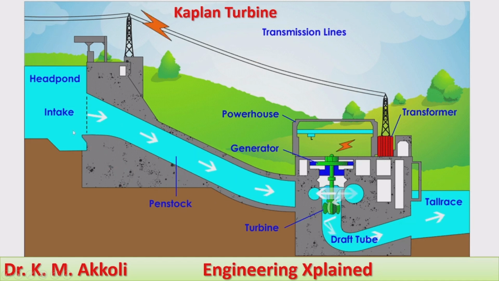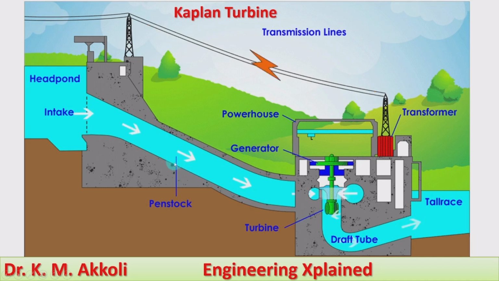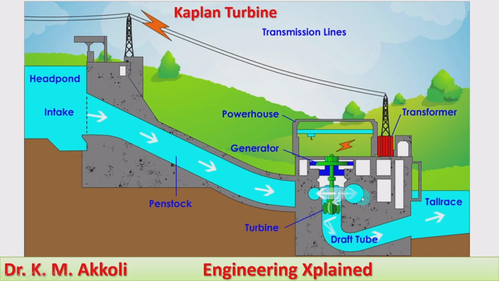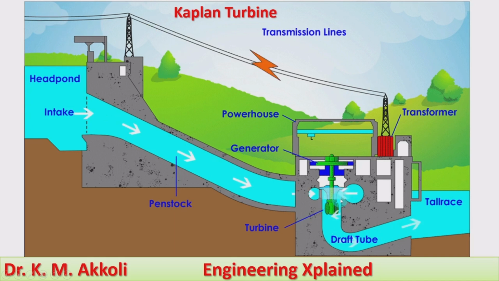Here the water is stored in the dam, where it will have the potential energy. When it is flowing through the penstock, the line connection between the dam and the turbine, the potential energy is converted into pressure and kinetic energy. Then the Kaplan turbine has the volute casing, a decreasing cross-sectional area casing, and there the kinetic energy present in the water is imparted to the impeller of the turbine, the rotor of the turbine.